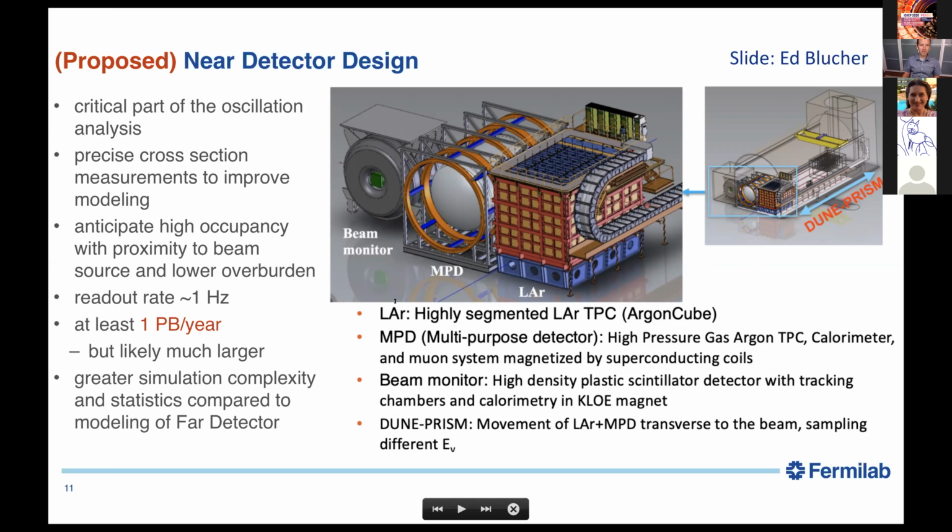The readout we anticipate is about 1 hertz, and we're going to be getting about 1 petabyte per year, but it is likely much larger than that. One of the interesting things is there's a greater simulation complexity, having all 3 of these different detectors there, but then also having them move. Also, the need for statistics is much greater compared with the FAR detector, where we only anticipate about 5,000 events per day. Here, this 1 hertz readout is much, much higher.